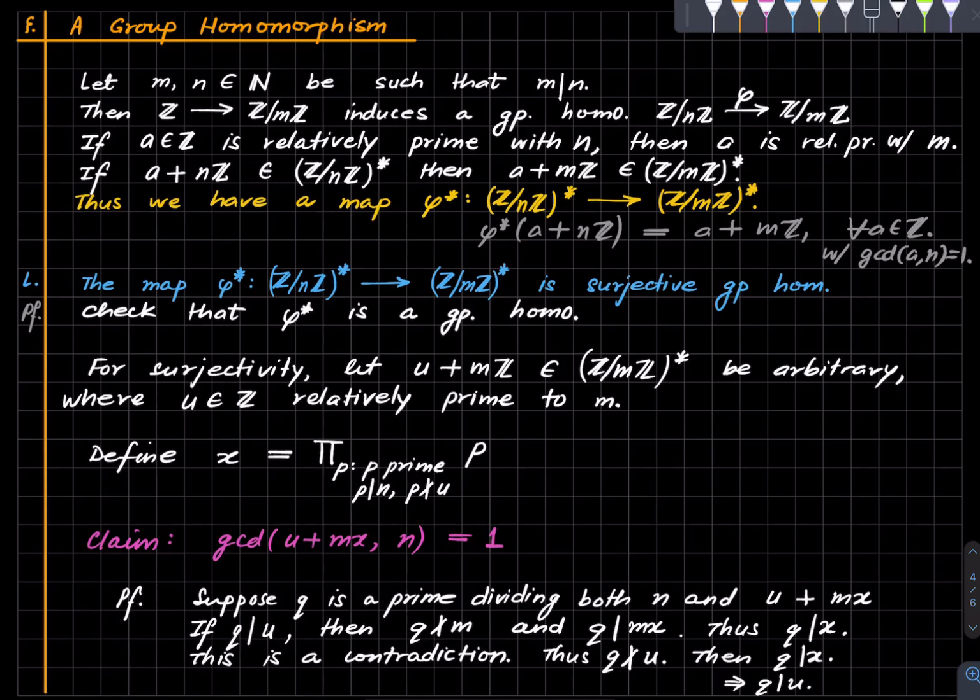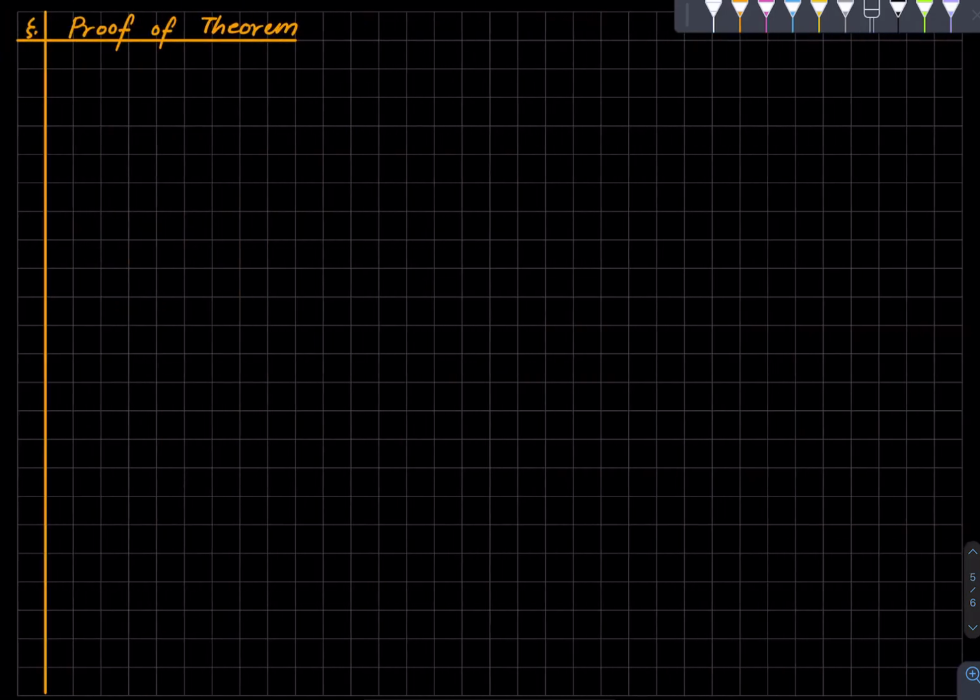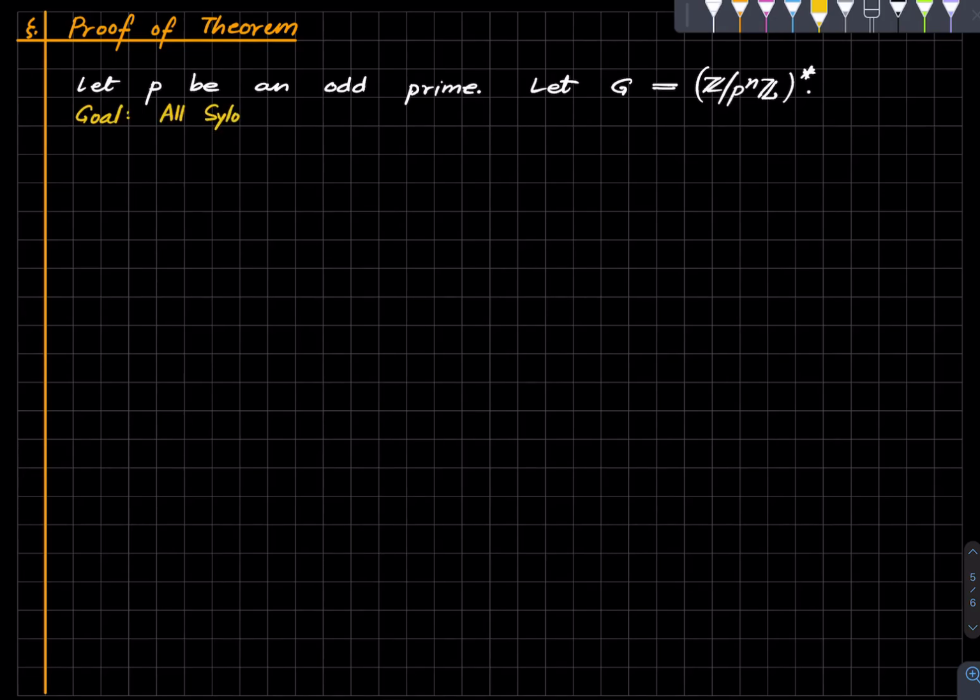All right, so now we are finally in the position to prove Gauss's theorem. Proof of Gauss's theorem: let p be an odd prime, and G be this group. We want to show that G is cyclic. What we will do is show that all Sylow subgroups of G are cyclic.